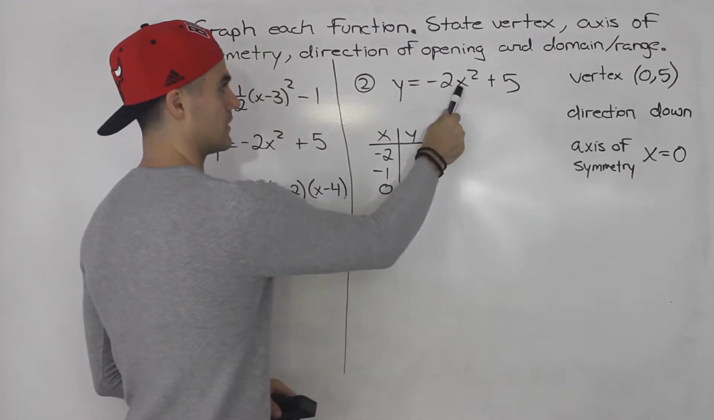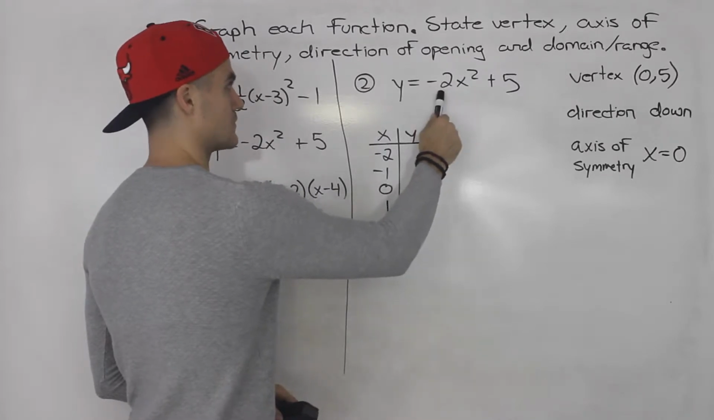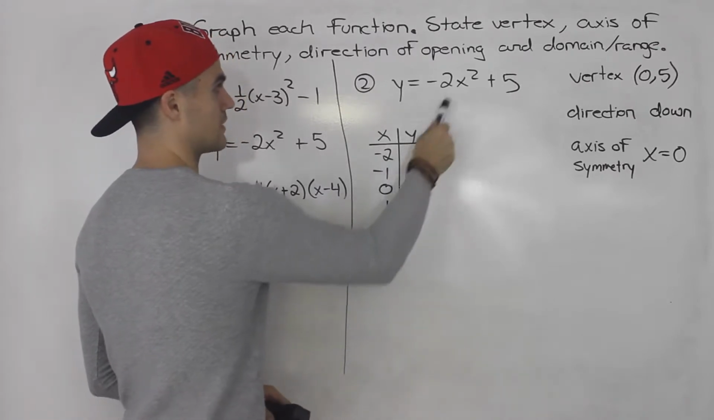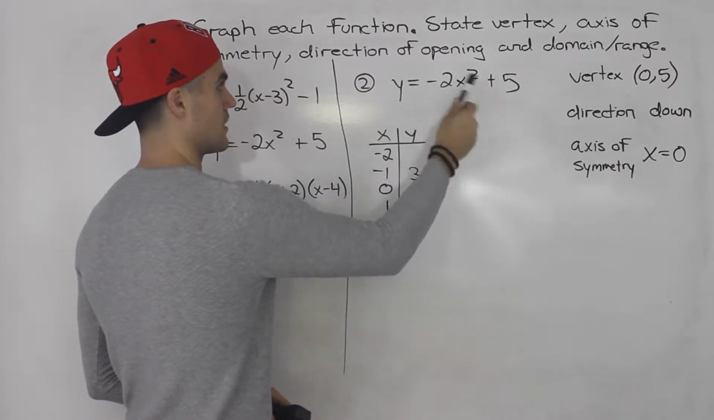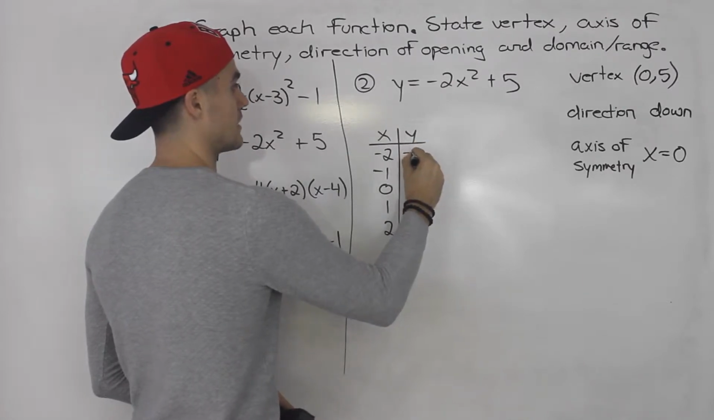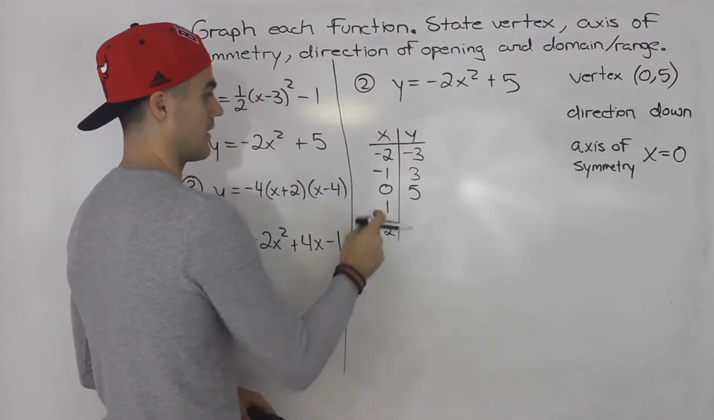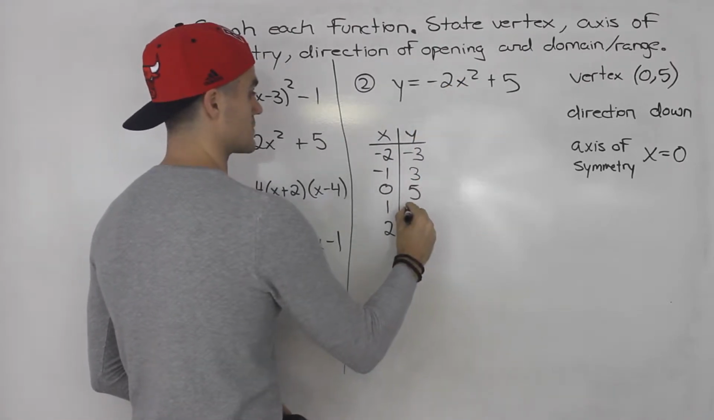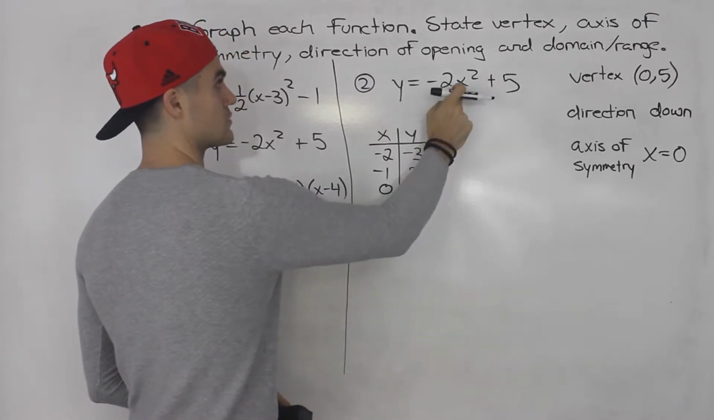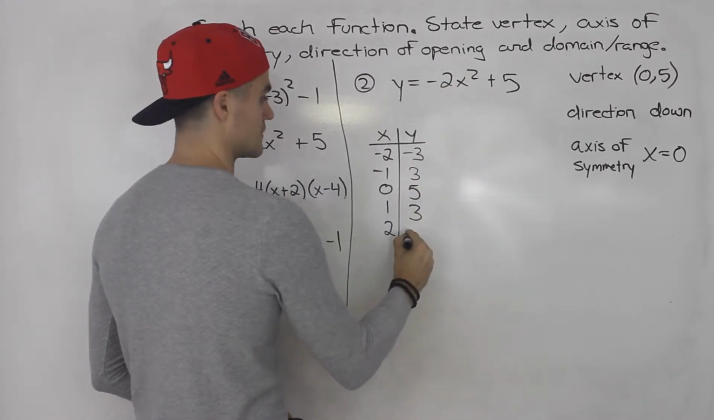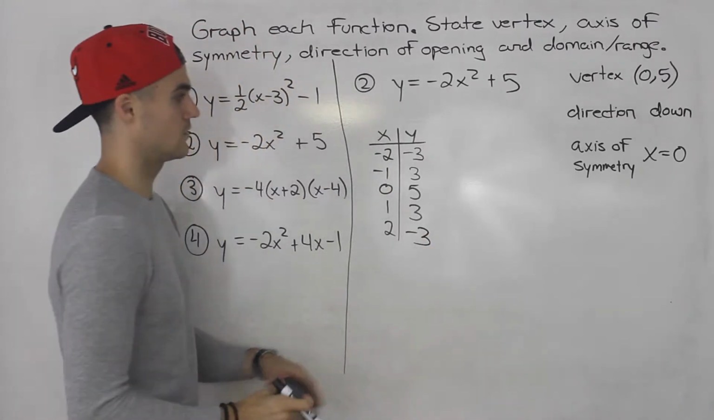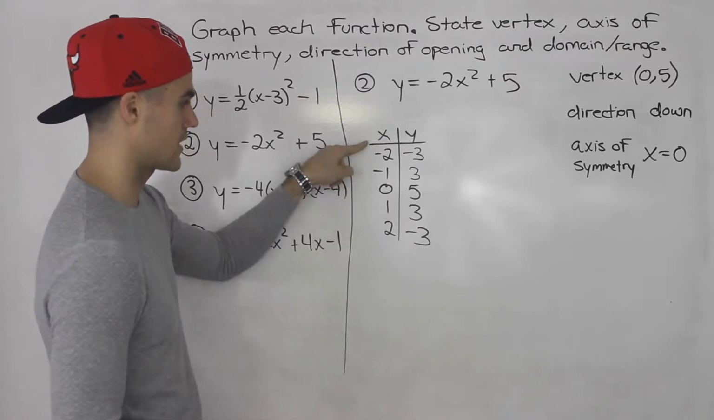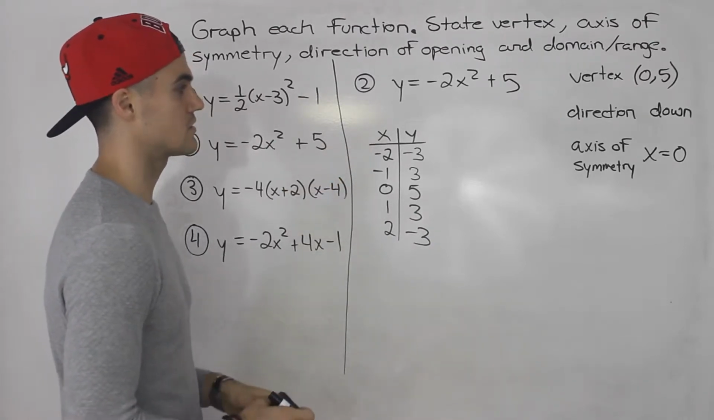So if I plug in -1 here, -1 squared is 1 times -2 is -2 plus 5. That gives us 3. And here, -2 squared is 4. 4 times -2 is -8 plus 5 gives us -3. And then plugging in 1 here, 1 squared is 1 times -2, -2 plus 5 gives us 3. Plugging in 2 here, 2 squared, 4 times -2, -8 plus 5 gives us -3. And notice that it is symmetrical because we put that vertex in the middle and then pick two x values to the left, two x values to the right.